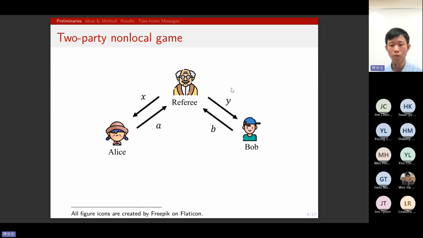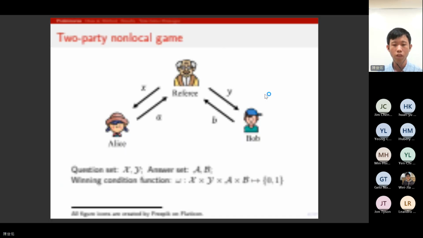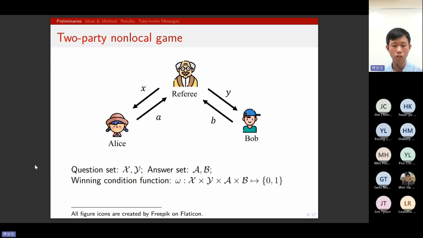In the game, the referee will sample a question from a question set. The questions here are X, Y in the picture. He will send a question to each player and ask them to hand over their answers, A, B here. The players need to generate the answer corresponding to the question and also a winning condition. So a non-local game is defined by the question set X, Y, an answer set A, B, and the winning condition function, which maps A, B, X, Y into a binary.